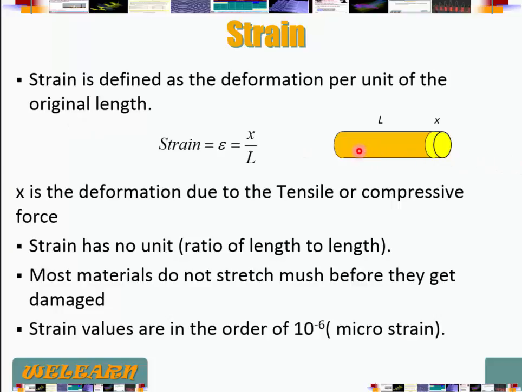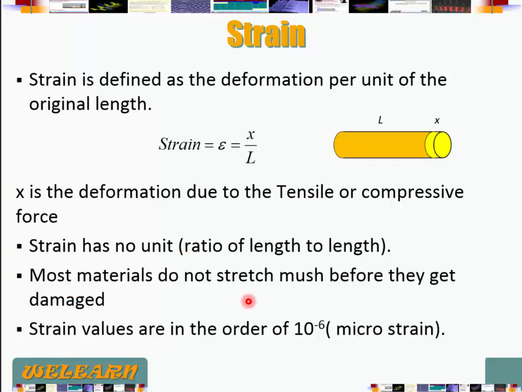What we define as strain is the deformation per unit of the original length. For example, if I have an object like this, of length L, and through a tensile force I pull it by an amount X, the new length is L plus X. The strain is defined by X over L, L being the original length. Notice here, since strain is a length over a length, it has no units.